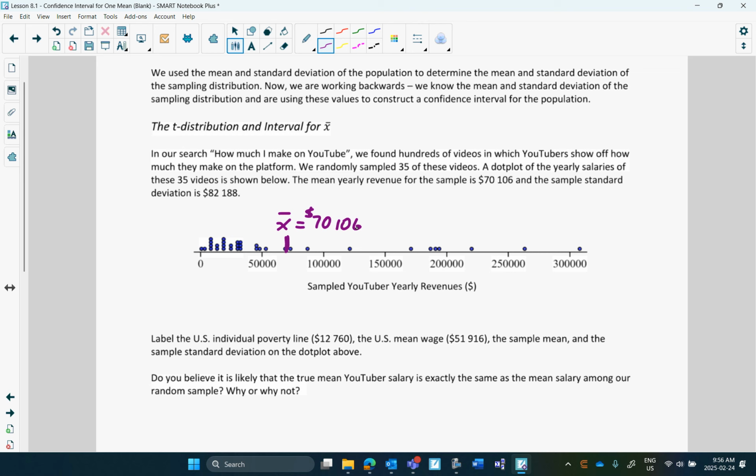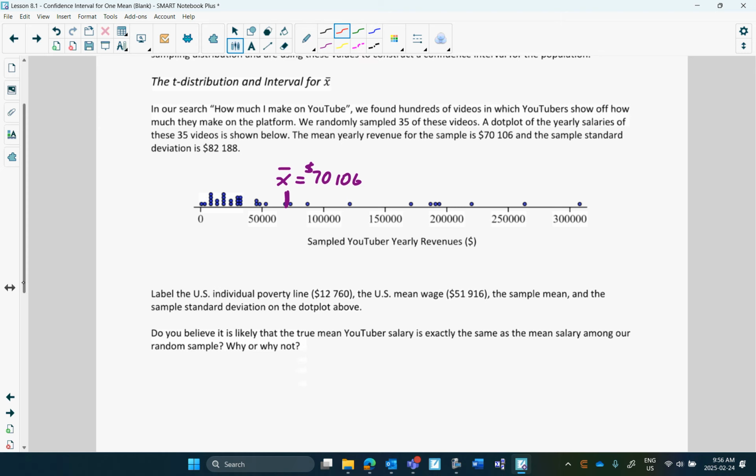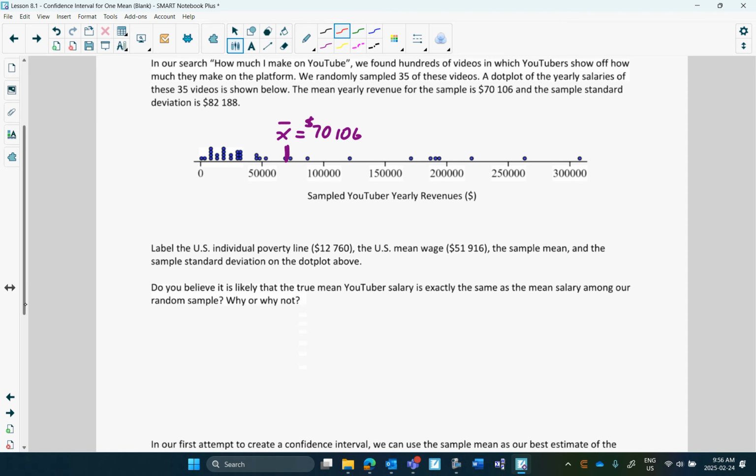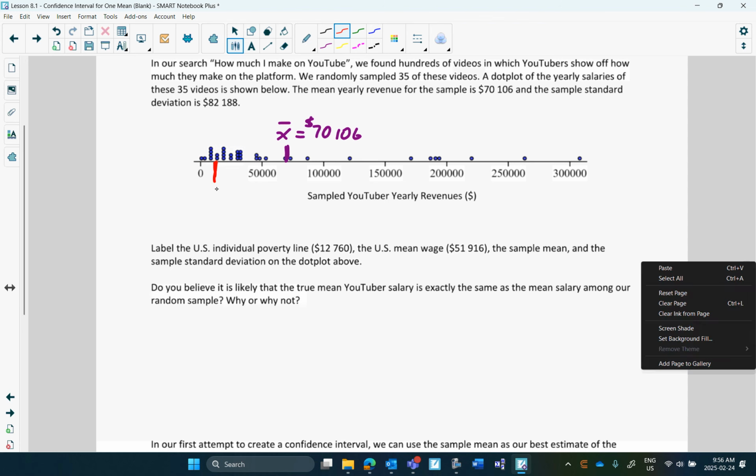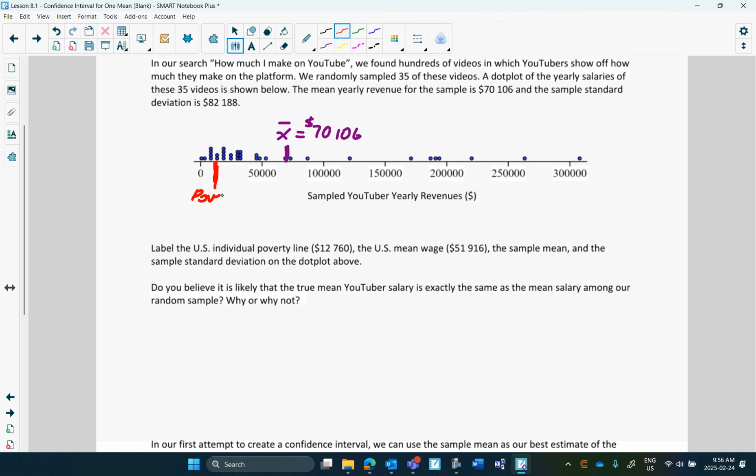Just some other information you can see here. We've got the poverty line in the United States, which is at about $12,760. So 25,000 there, 12 and a half, we're somewhere about there. That's the poverty line.